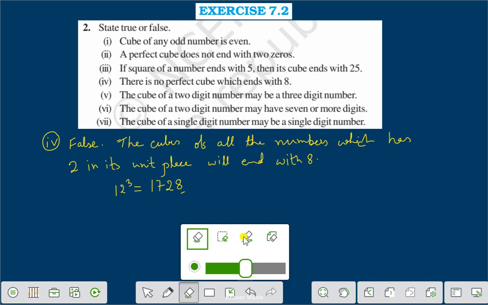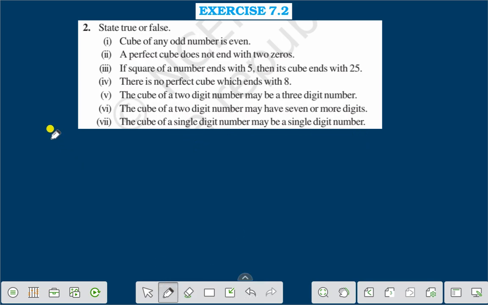Now question number 5. Question number 5 is, the cube of a 2-digit number may be a 3-digit number. This is false.